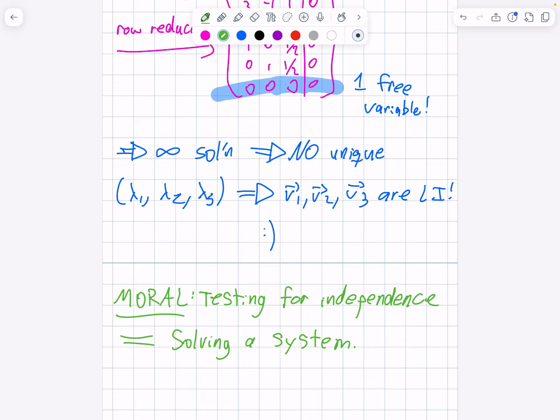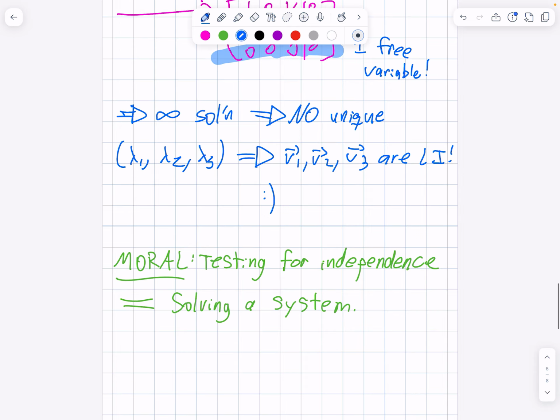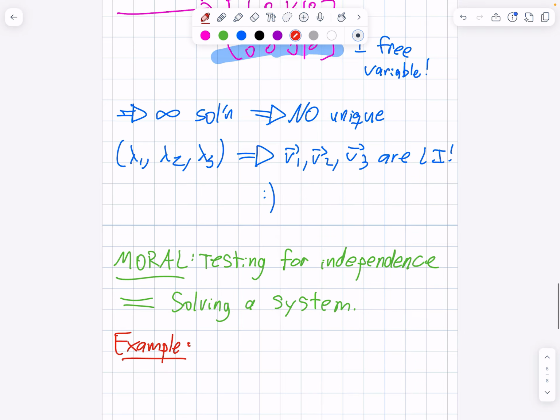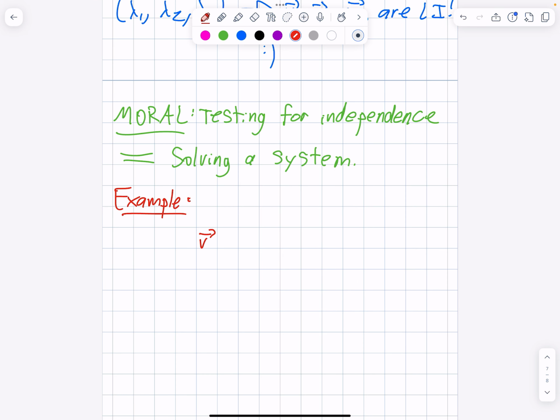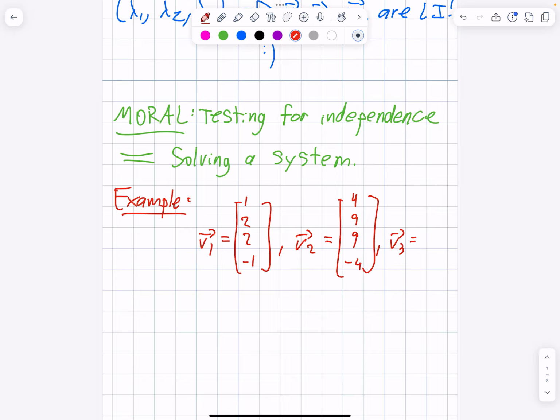Maybe let me just go through one more quick example. It's basically the same idea. Let's make sure we're still recording. I believe we are. So we're going to look at v1 equals 1, 2, 2, minus 1. V2 is equal to 4, 9, 9, minus 4. And then v3 is equal to 5, 8, 9, minus 5. And the question is, are they linearly independent?